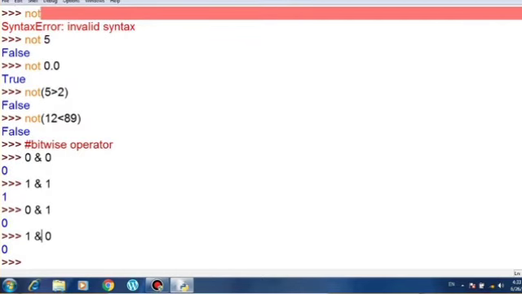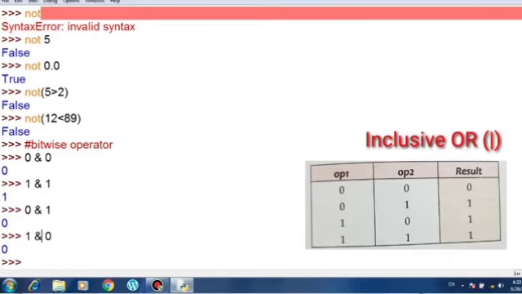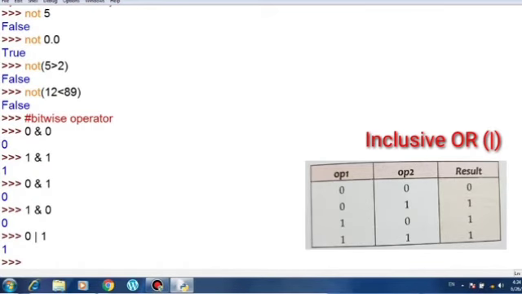Check the inclusive OR operator. How does it work? The inclusive OR operator tells you that if either of the bits is 1, the result is 1. The sign of the operator is like this, which you will find on your keyboard. If any of the operands is 1, so 0 or 1, it will give you the answer as 1. Any of the operands being 1 gives the answer 1.